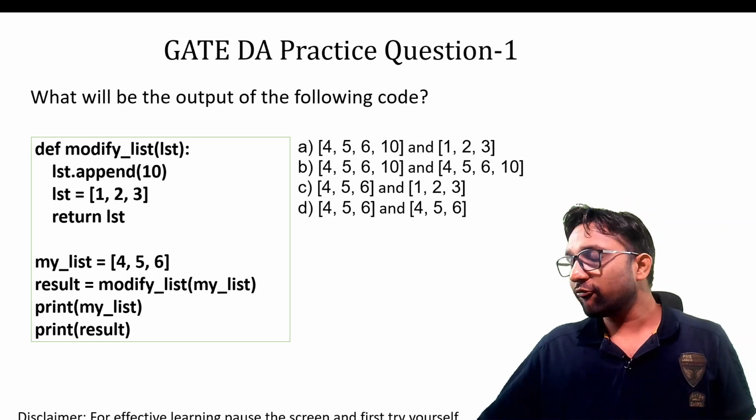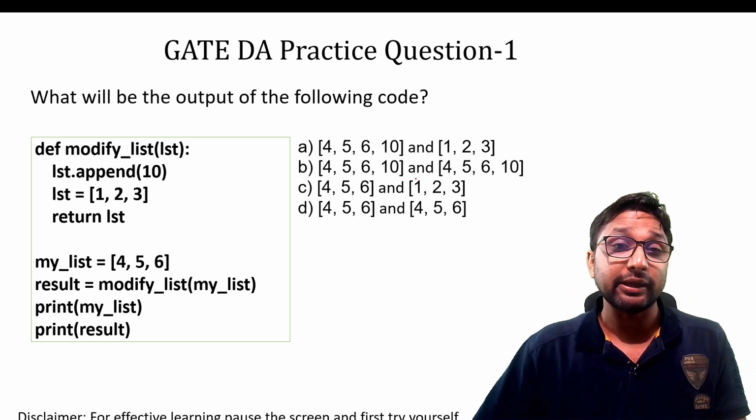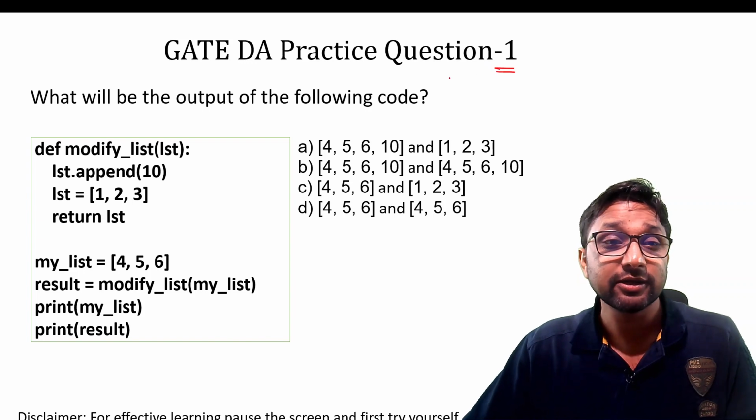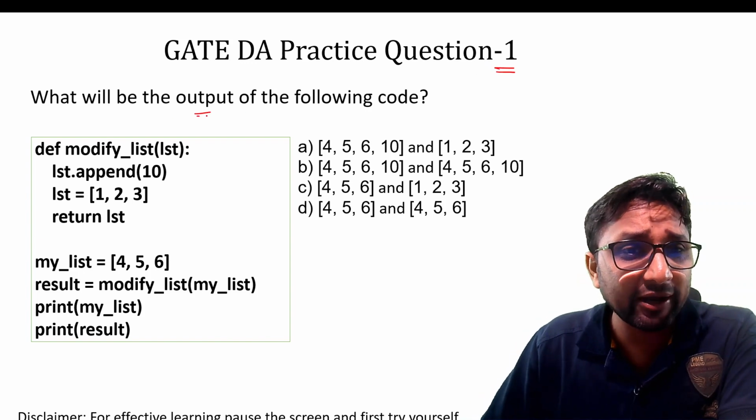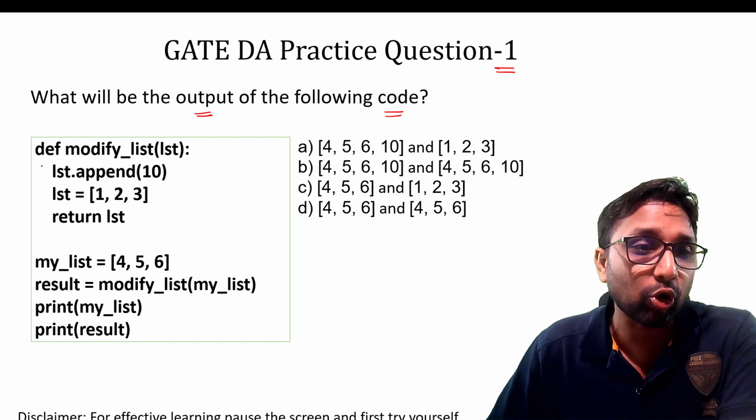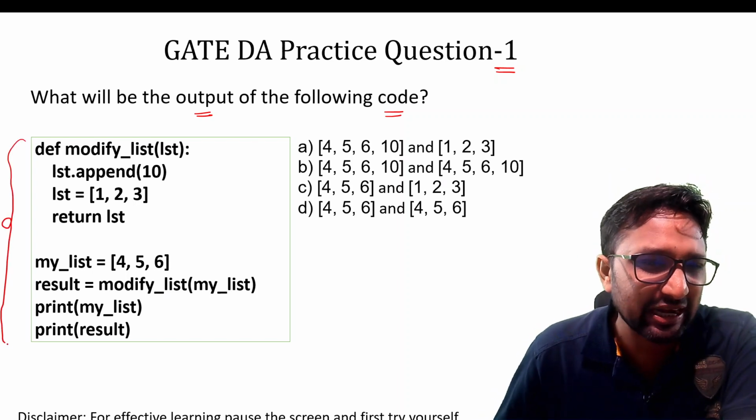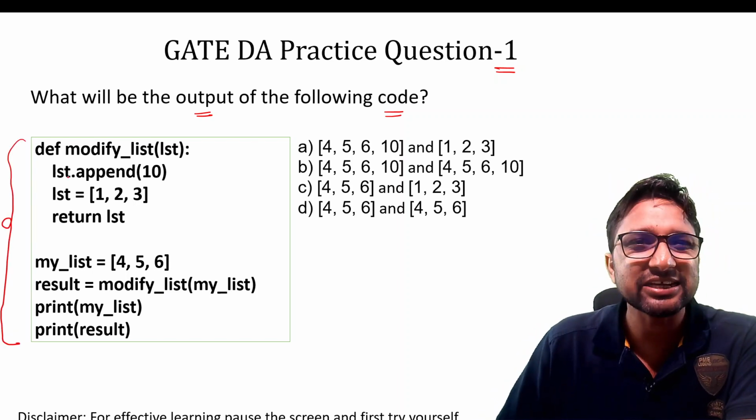In this session, we will solve some practice questions from GATE DA. Let's start with the first question. What we need to do is find the output of the given code. This code is given to us and we need to find its output. Let's check out this code.